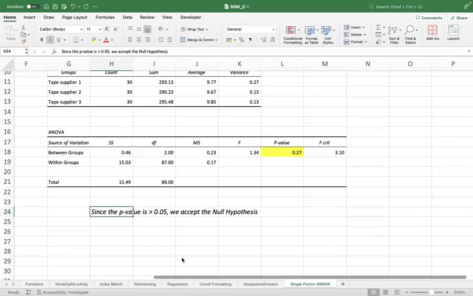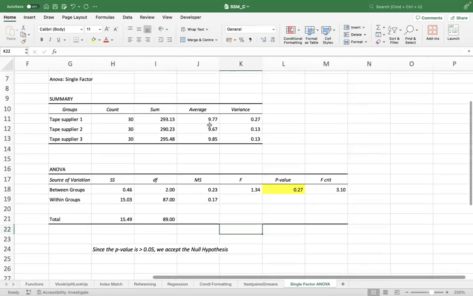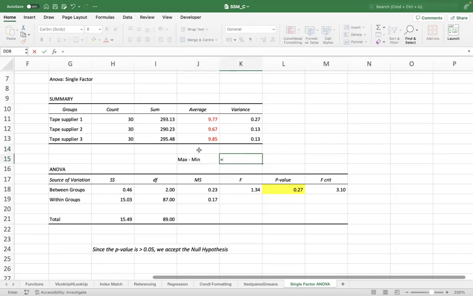Now, what does this mean? Accepting the null hypothesis in this case means that there is marginal or little difference between the weights that these tape suppliers can carry. In fact, that's very visible if you look at the means also. If you look at the means, you will see a very marginal difference. In fact, if you take the range between the min and the max, max minus min, it is 9.85 minus 9.67, which is 0.18 kgs, which is 180 grams actually.